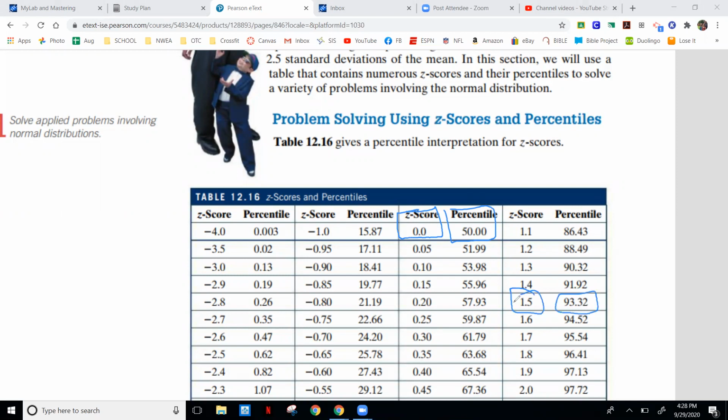So in this case, a z-score of 1.5 has a percentile of 93.32. What that means is 93.32% of the data falls below this particular score. So what we're going to do is go into the study plan and look at some specific problems. I'm going to show you how this works.